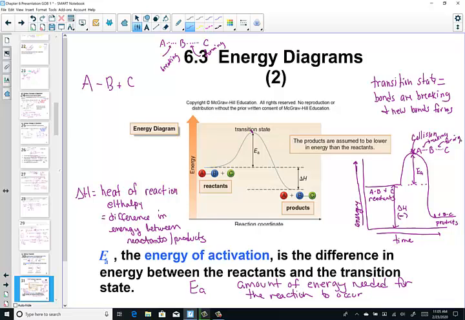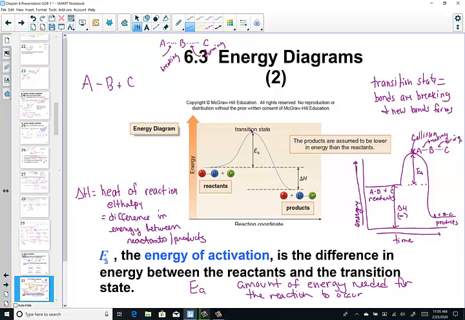Transition states cannot be isolated. These are not compounds that can be separated out in your reaction vessel. It's a moment in time where the collision is successfully breaking bonds and new bonds are forming. And then you go on to form the products at the end of the arrow. So the products are assumed to be of lower energy than the reactants in an exothermic reaction.